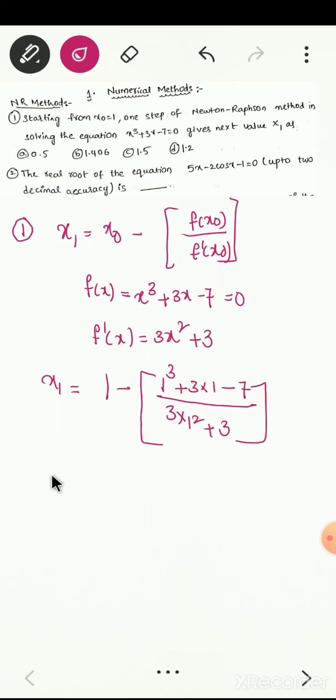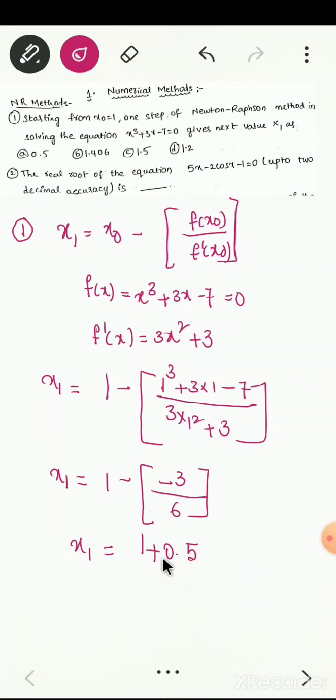Hope you are getting it. So x1 is equal to 1 minus, keep this bracket always, because if you don't keep it, I will show you what will happen. This will become minus 3 divided by 6. If you don't keep this bracket, you will consider this minus and this minus the same, and you will get the first option as your answer, that is 0.5. 1 minus 0.5 would be 0.5, but the correct answer is 1 plus 0.5, since minus of minus is plus. So x1 is equal to 1.5. So the correct option for this is option C.